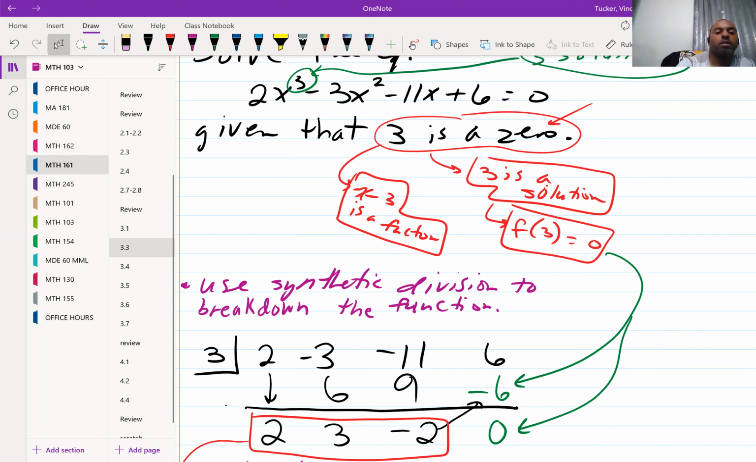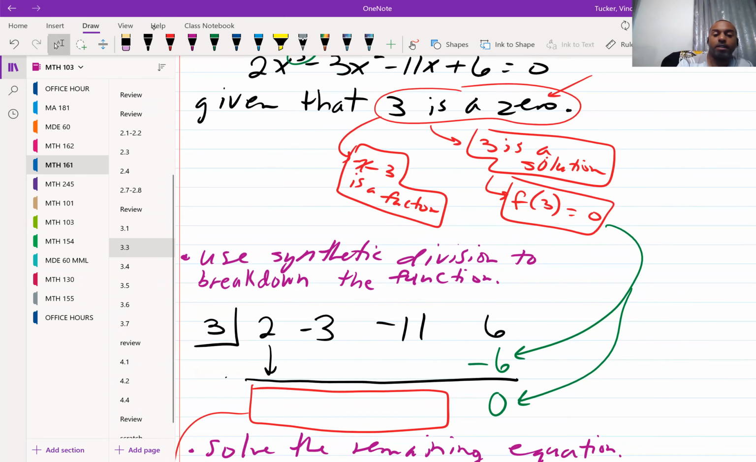All right, so let me erase this. So we will put 3 down because that's our solution. Then we use 2, -3, -11, and 6. Now, certain things have to happen if what they're saying is true. If they say 3 is a 0, that means our result from this synthetic division should be 0. Well, if that's going to be 0, that means this has to be -6. So I wrote those in there just to remind us that that has to happen or somewhere we went wrong.